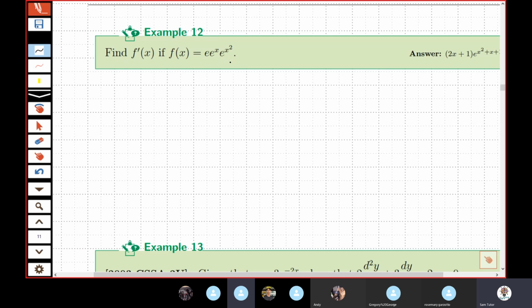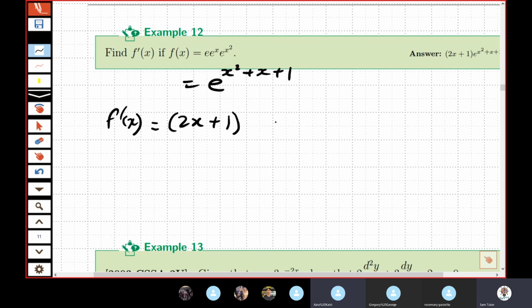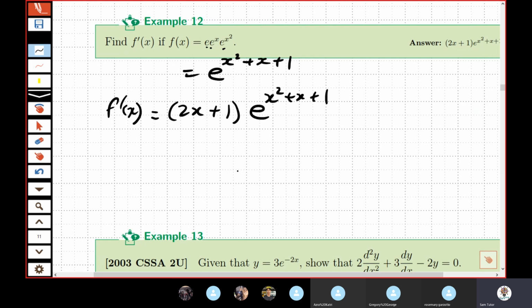You just add the powers because they're multiplied. e to the power of x squared plus x plus 1. Yeah, that is exactly right. f dash of x equals 2x plus 1 times e to the power of x squared plus x plus 1. See? He's like, oh yeah, they're just all the same base, so just add the powers. So don't let it get too confusing, don't let it trick you. Good job.